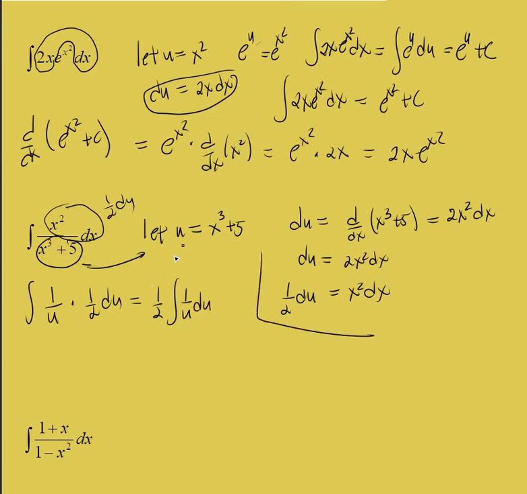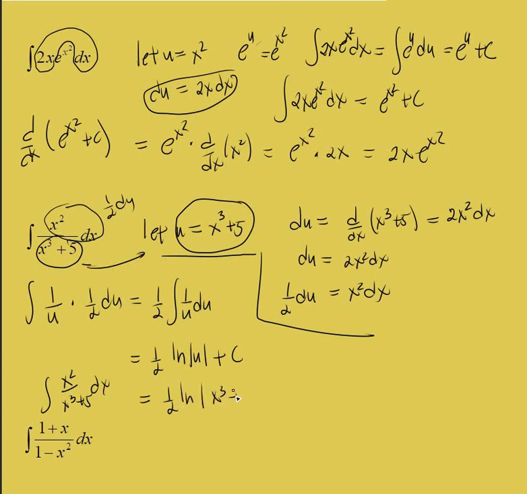Let's solve the problem here. And now you see, what's the integral of 1 over u du? Exactly, natural log. This is equal to 1/3 natural log absolute value of u plus c, because it doesn't have limits of integration. But because we already defined u as x cubed plus 5, the integral of x squared divided by x cubed plus 5 dx is equal to 1/3 natural log of x cubed plus 5 plus c. Yeah, that's it. Good. Let's do the next one.